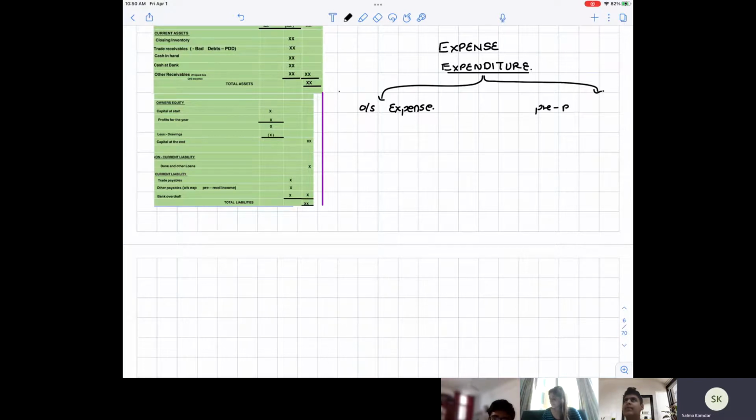Like we have to pay it. We have gotten the service or the goods, but we still have to pay for the goods. But if you buy the goods on credit, it would be trade payables. Okay. But for example, you have already taken the service and you have to pay for it. So it is called outstanding expense.